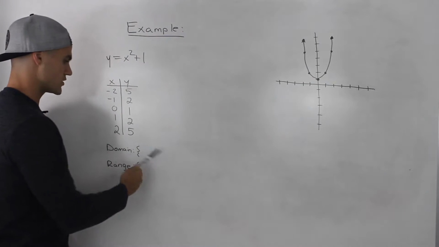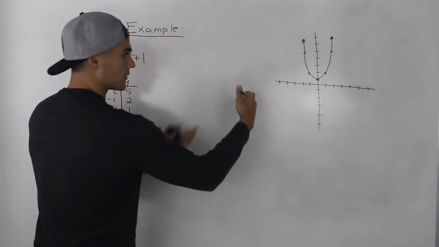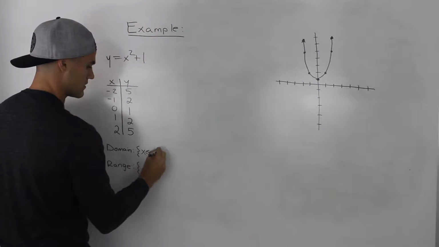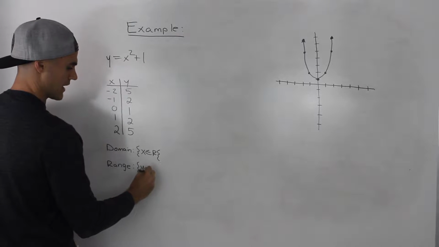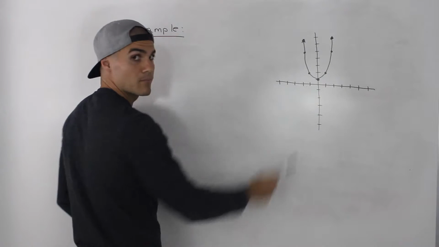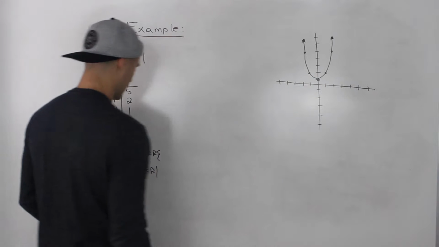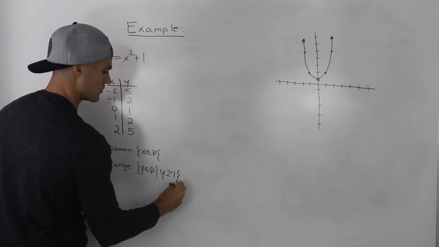So let's figure out what the domain and range is. Well, the domain of a parabola is always x is an element of real numbers. X can be any value. So this is x ∈ ℝ. What about the range? Well, the y can be anything as long as y is greater than or equal to that minimum value of 1. This is a y value of 1 here at the minimum. So y has to be greater than or equal to 1.